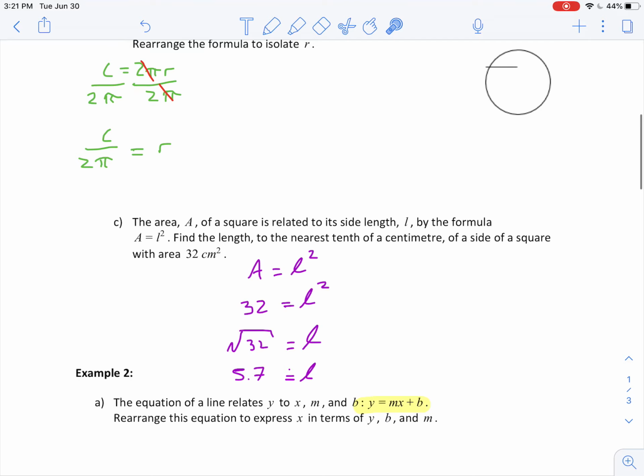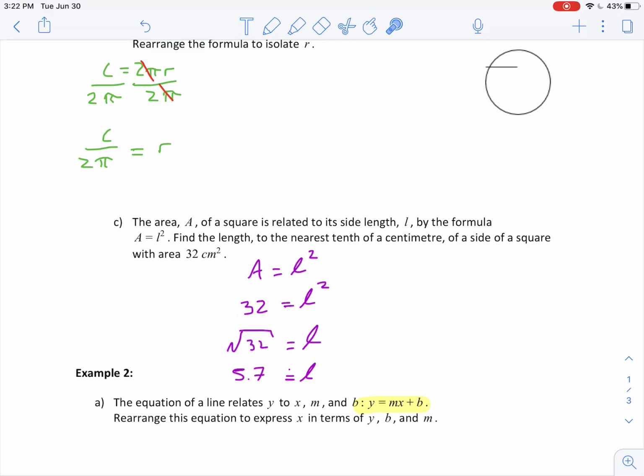The area of a square is related to its side length, L, by the formula area, or A, equals L squared. Find the length to the nearest tenth of a centimeter of a side of a square with the area of 32 centimeters squared. So I have my formula, area equals L squared. They give me my area, so that's 32 is equal to L squared.